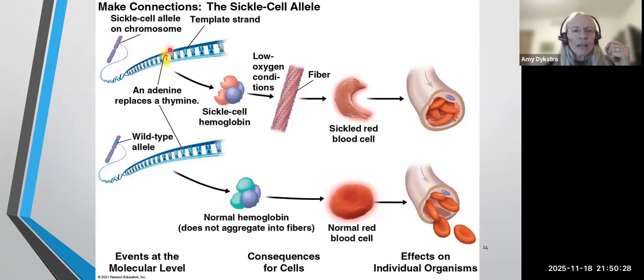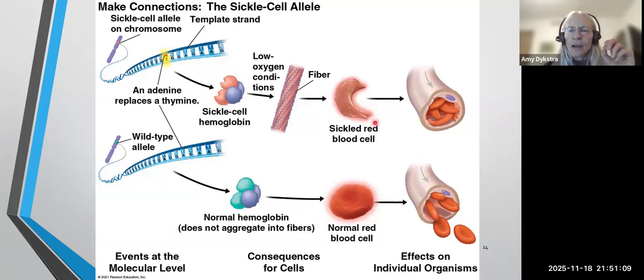The sickle cell allele is a hemoglobin allele that has a change from a normal hemoglobin DNA. There's just one change where an adenine replaces a thymine. So that is a point mutation. This causes hemoglobin to form fibers in a low oxygen condition that causes the red blood cell to change its shape and take on the shape of a sickle rather than a normal biconcave disc.